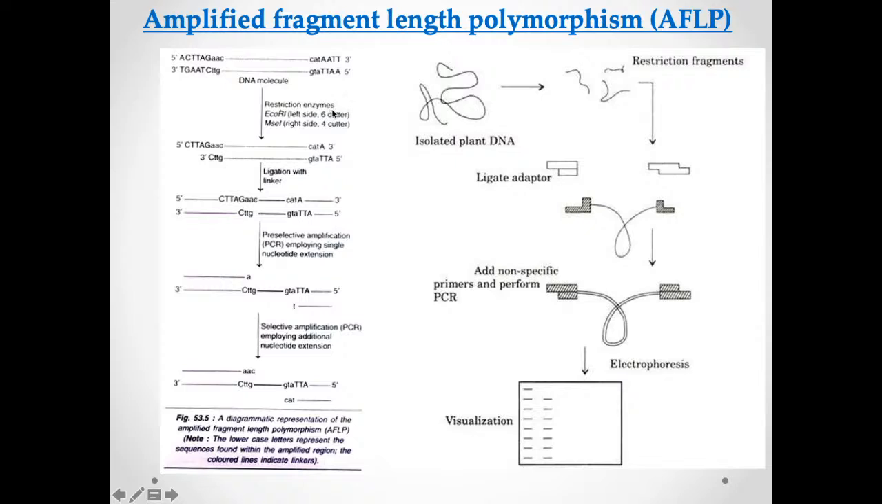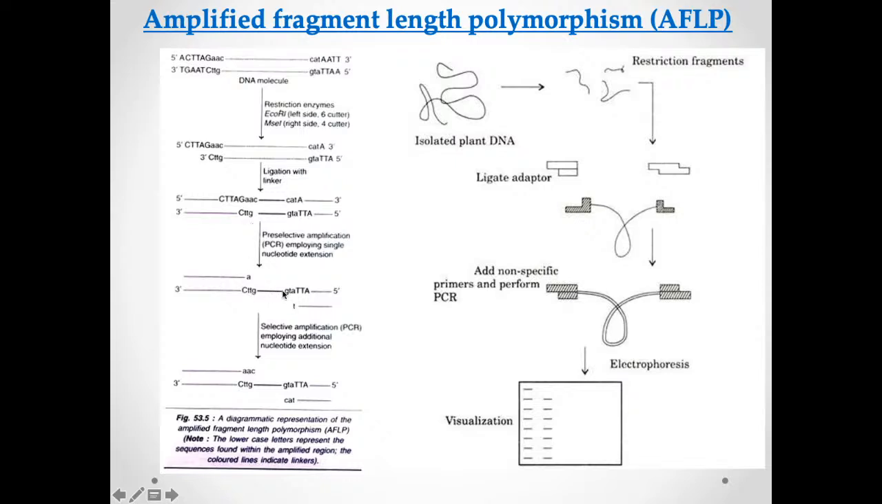So here we can see our two sequences of DNA molecule, ACC, ACTTA, GAC, and so on. Then you had restriction enzymes which cut, left side a 6 cutter and right side a 4 cutter, MseI and EcoRI. So it's cut from this part, yeah, this one, and this one cut from this part, CTTG, 3 prime end, 3 prime end, 5 prime end, and 5 prime end. Then you ligate with the linker, and what you will see is that they will start correspondingly growing the part with the help of PCR.